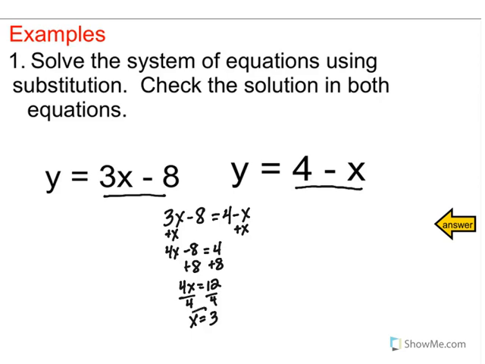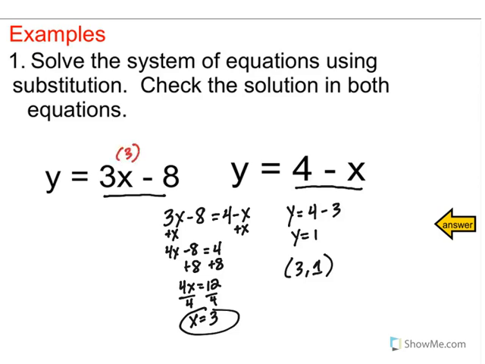Now that I know what x is, I can go and find the y. So I take x and I put it into one of the two original equations. I'm going to put it in the second one, just because that one looks a little bit easier. So I have y equals 4 minus x, or 4 minus 3, so y is equal to 1. So my solution is (3, 1). Now I want to go back and check it in both of my original equations.